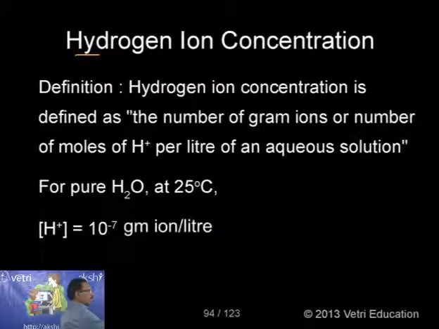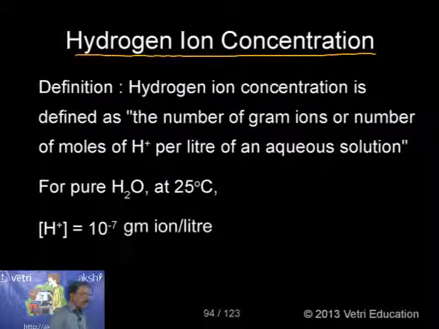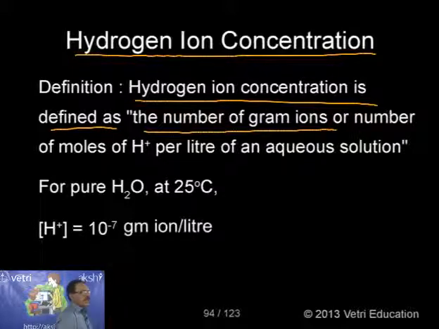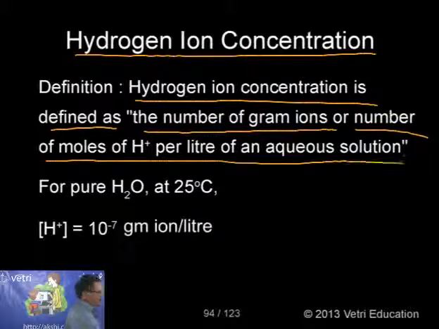What is the definition for hydrogen ion concentration? Hydrogen ion concentration is defined as the number of gram ions or number of moles of H plus per liter of an aqueous solution. Kindly follow. This is the definition. Let me repeat again. Hydrogen ion concentration is defined as the number of gram ions or number of moles of H plus per liter of an aqueous solution. This is called hydrogen ion concentration.